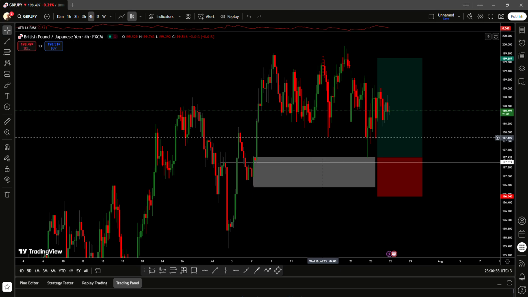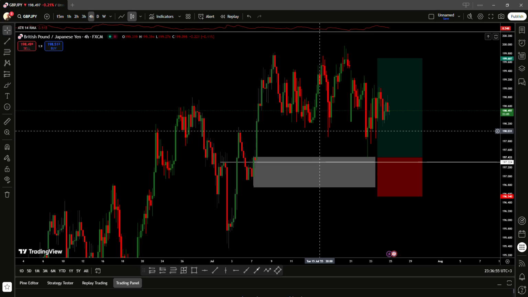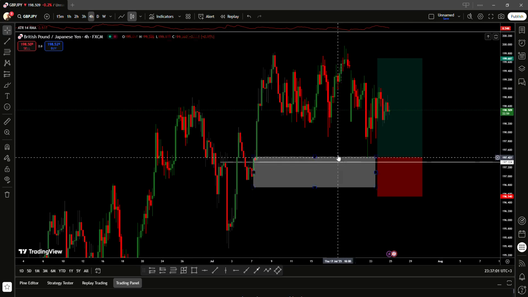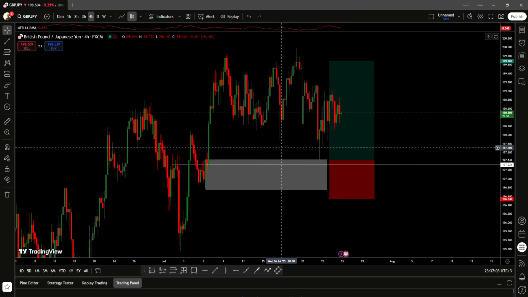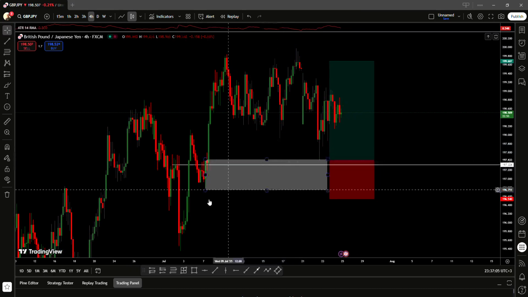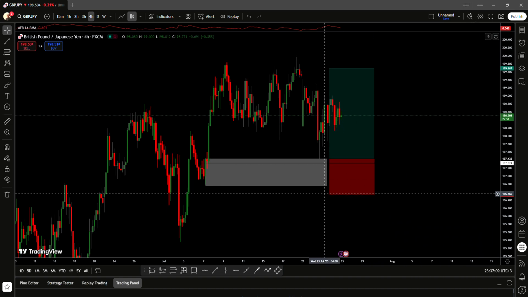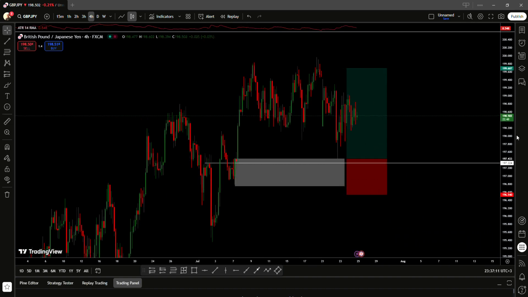So now, supply and demand and top-down analysis. This is the GBP JPY and it is the 4-hour time frame. First, I'm going to show you the one time frame approach. That is the time frame you do the analysis on, and it is the time frame you use for entries. You don't have to change any time frames. Use the same time frame for analysis and entries.